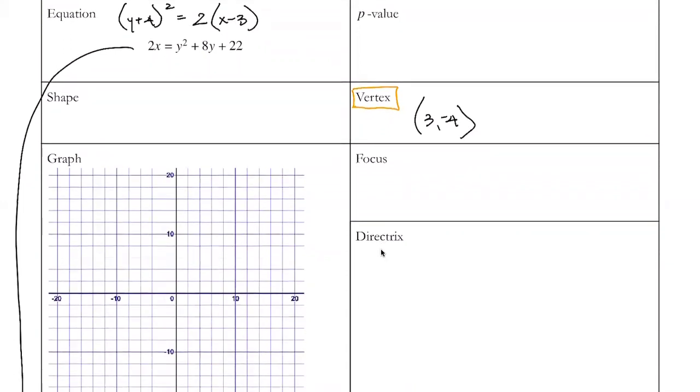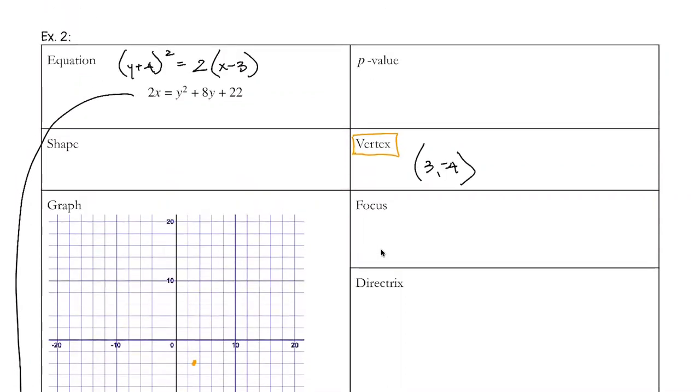All right. And we could throw that right on our graph. And we got 3, comma, negative 4, which would be like right about there. Okay. What do we get for the value of p here? 1/2. We do get 1/2, good, because 4p equals 2, and p equals 1/2. Excellent.